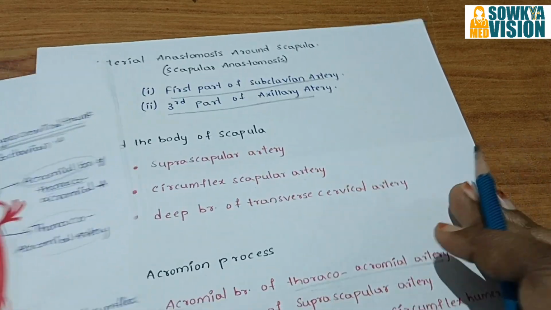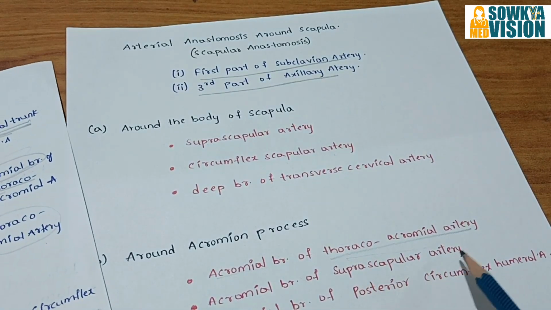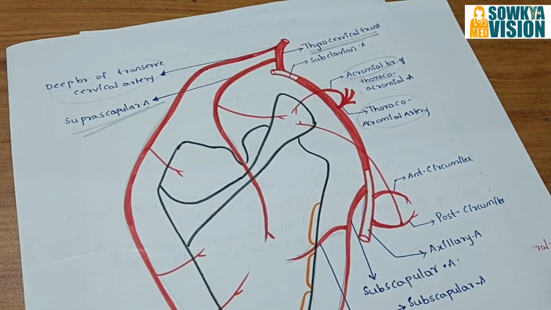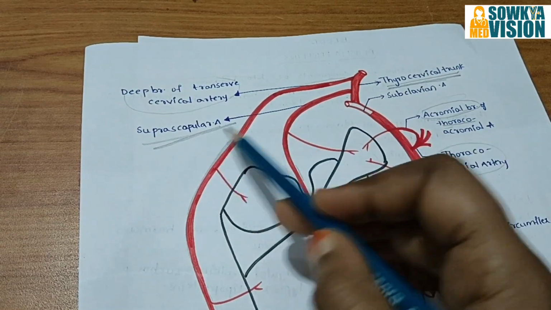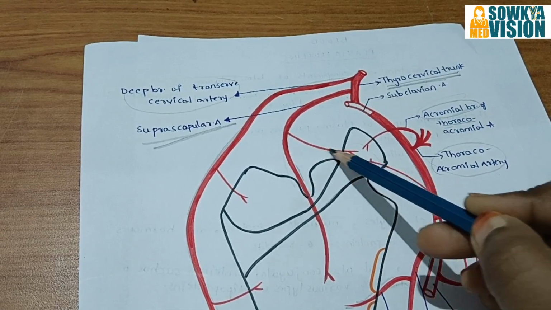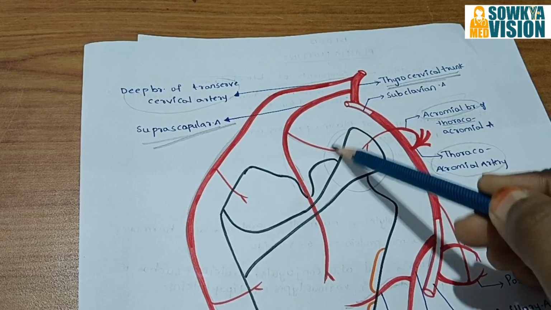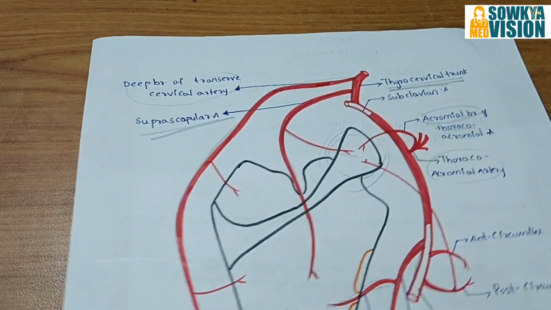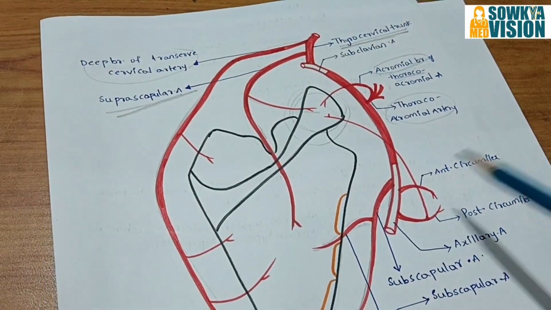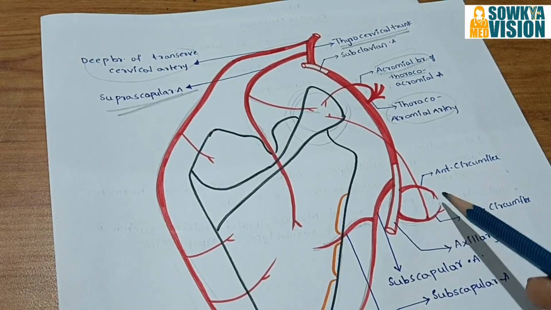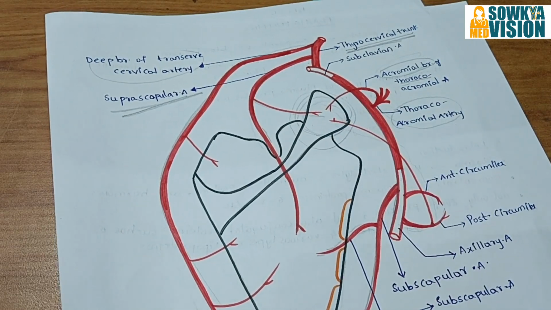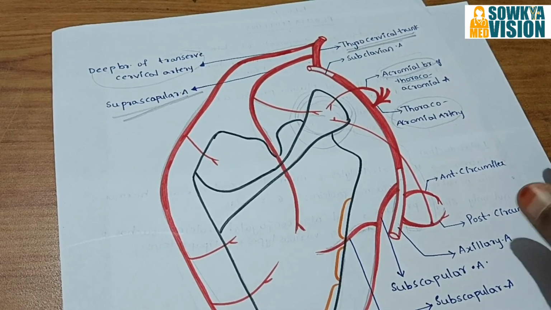And another is what? The suprascapular artery. The acromial branch of the suprascapular artery. Where is the suprascapular artery? Yes, this is the suprascapular artery. This branch of the suprascapular artery is involved in the anastomosis around the acromion process of the scapula. What is the other branch? The acromial branch of the posterior circumflex humeral artery. This is the posterior circumflex humeral artery. Its branch is involved in the anastomosis around the acromion process.